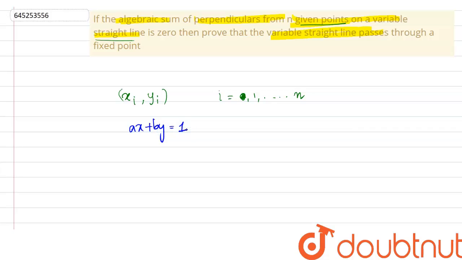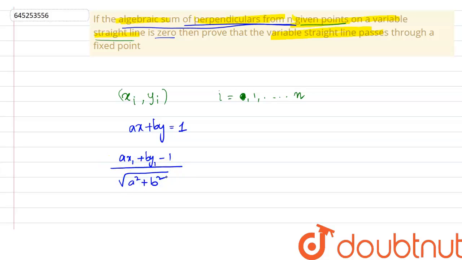Now what do we get from this straight line? If we take this straight line, what is the perpendicular distance? We are given that the algebraic sum of perpendiculars is 0. What is the perpendicular distance of a point from that straight line? It is nothing but (ax1 plus by1 minus 1) divided by square root of a square plus b square. This is from point 1, plus what is from point 2? (ax2 plus by2 minus 1) divided by square root of a square plus b square, plus so on up to the nth term. This sum is 0.